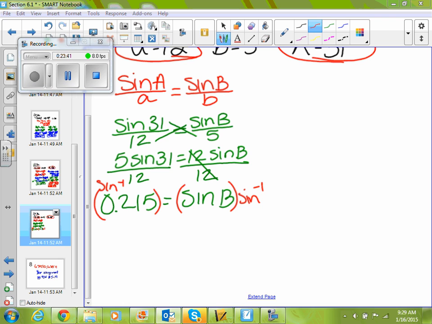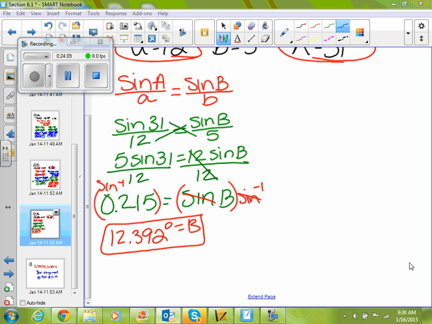If I take the inverse sine of each side, then my sines will cancel. And so inverse sine of 0.215 gives me approximately 12.392 degrees. So angle B is approximately 12.392 degrees.